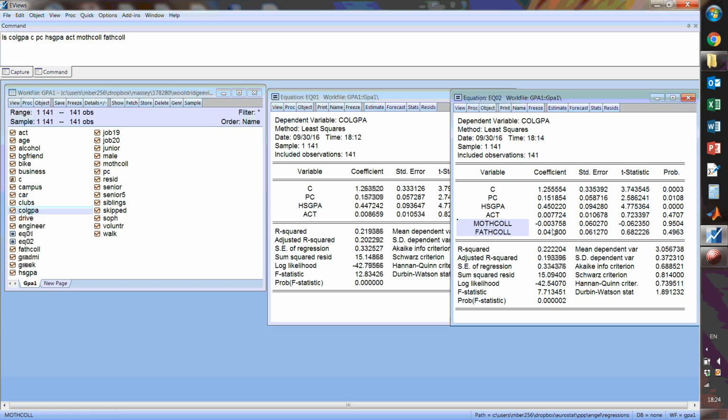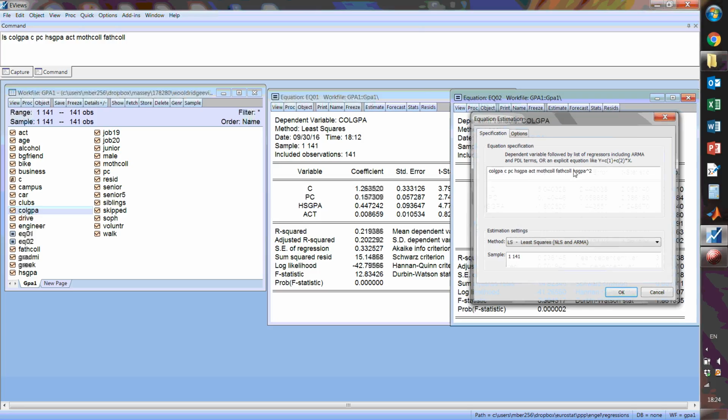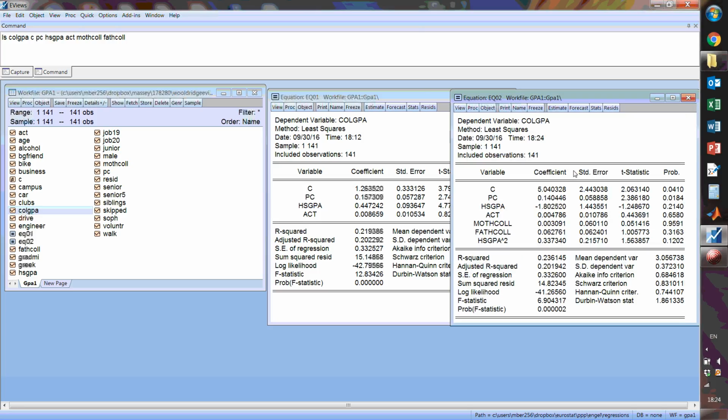Okay, finally, a question asks, add the high school GPA squared. Alright, so HS GPA squared. Okay, and the coefficient is 0.337. The t statistic is 1.56, and it's completely insignificant with 141 observations. So the high school GPA does not really matter squared in this regression. But what's more interesting is the actual high school GPA in level becomes negative.